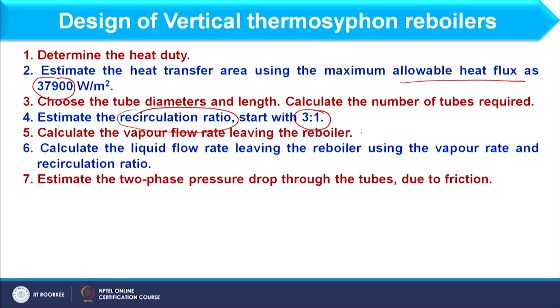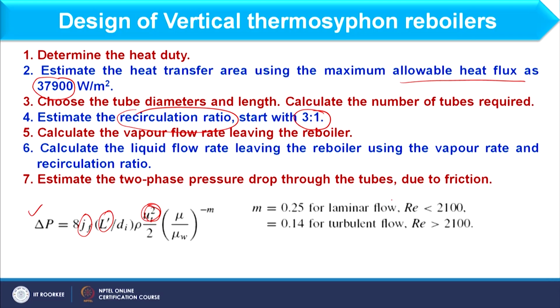So, let us see the empirical correlation for that. Here I have the empirical correlation for pressure drop due to friction, where I should find out the JF value and L dash, which is basically the total length, and UT, which is the tube side velocity. Okay. And the M value will depend on the flow, that is either laminar or turbulent. So, you can choose the M value accordingly.